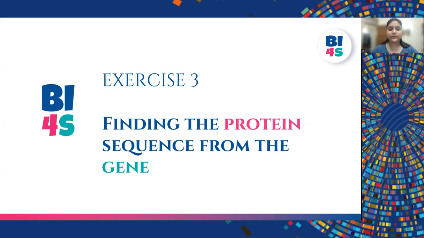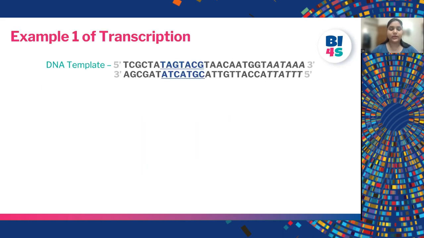Today we will be finding the protein sequence from the gene. So we have a DNA template as a double-stranded chemical compound. We have the black areas as the exons and the blue areas as the introns.